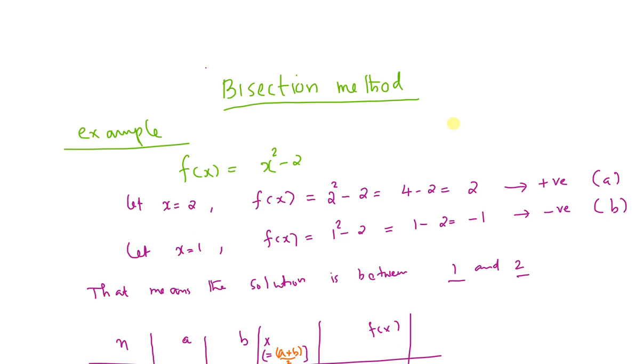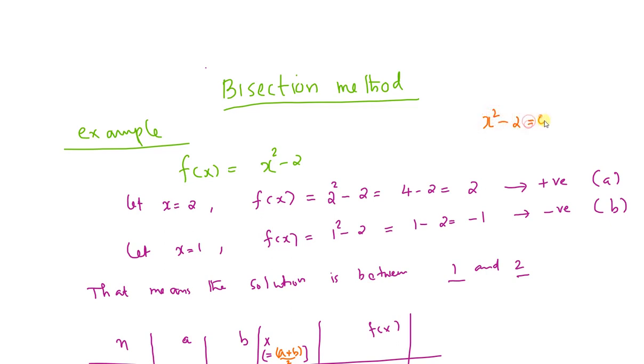Today we can do an example problem in bisection method. I have taken a very simple function, f of x is equal to x squared minus 2. We want to find the solution of this equation using bisection method. The solution of this equation means we want to find the value of x for which x squared minus 2 is equal to 0.